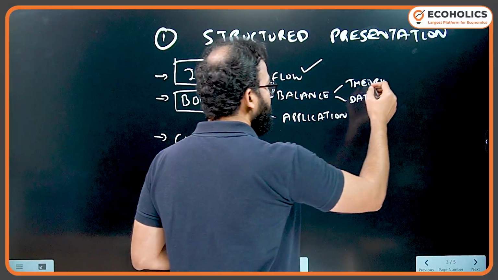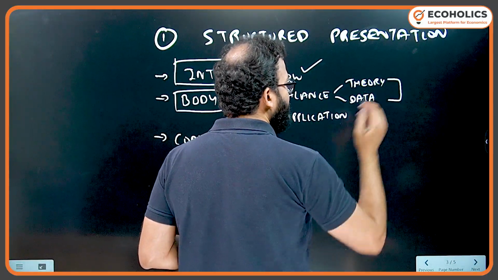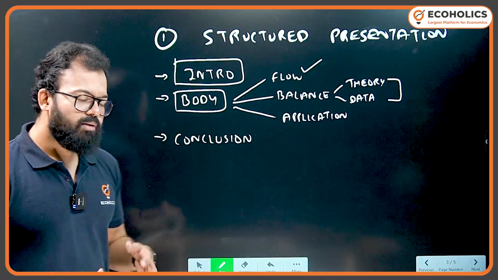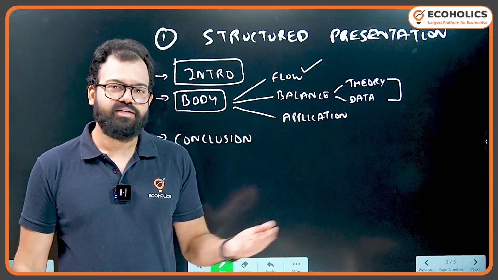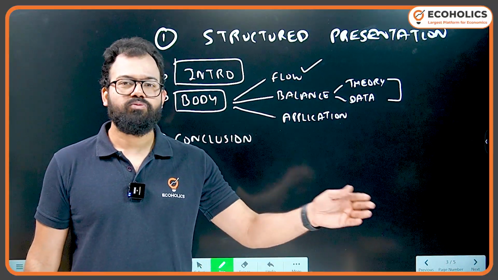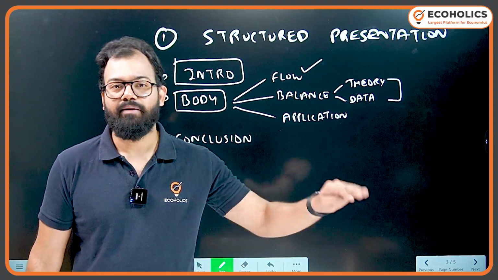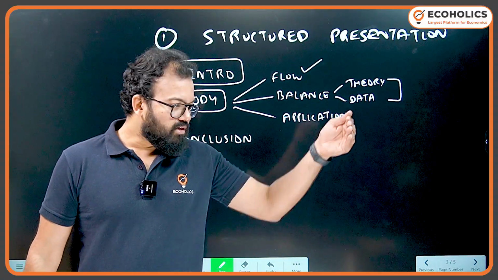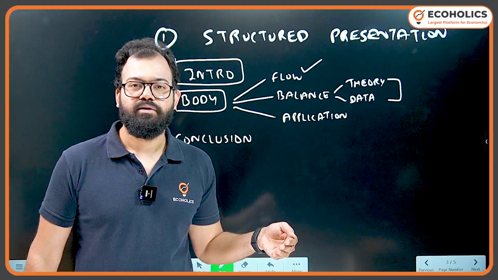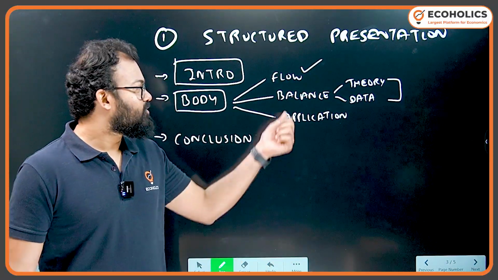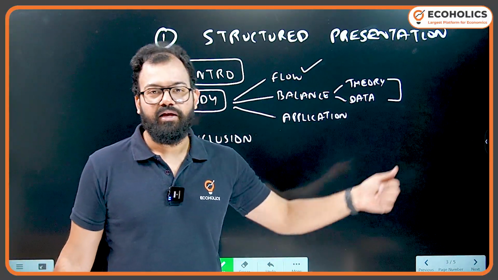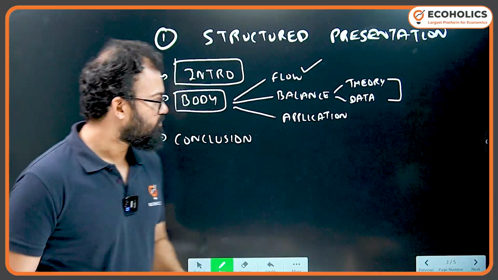Next is balance. You have to maintain a balance between data and theory. Generally, people write theory, like RBI has done that for growth, for inflation, but they do not write data. Some people write, these are the last 5 repo rates. That is also not required. So balancing theory with data is very, very important for the student of economics.